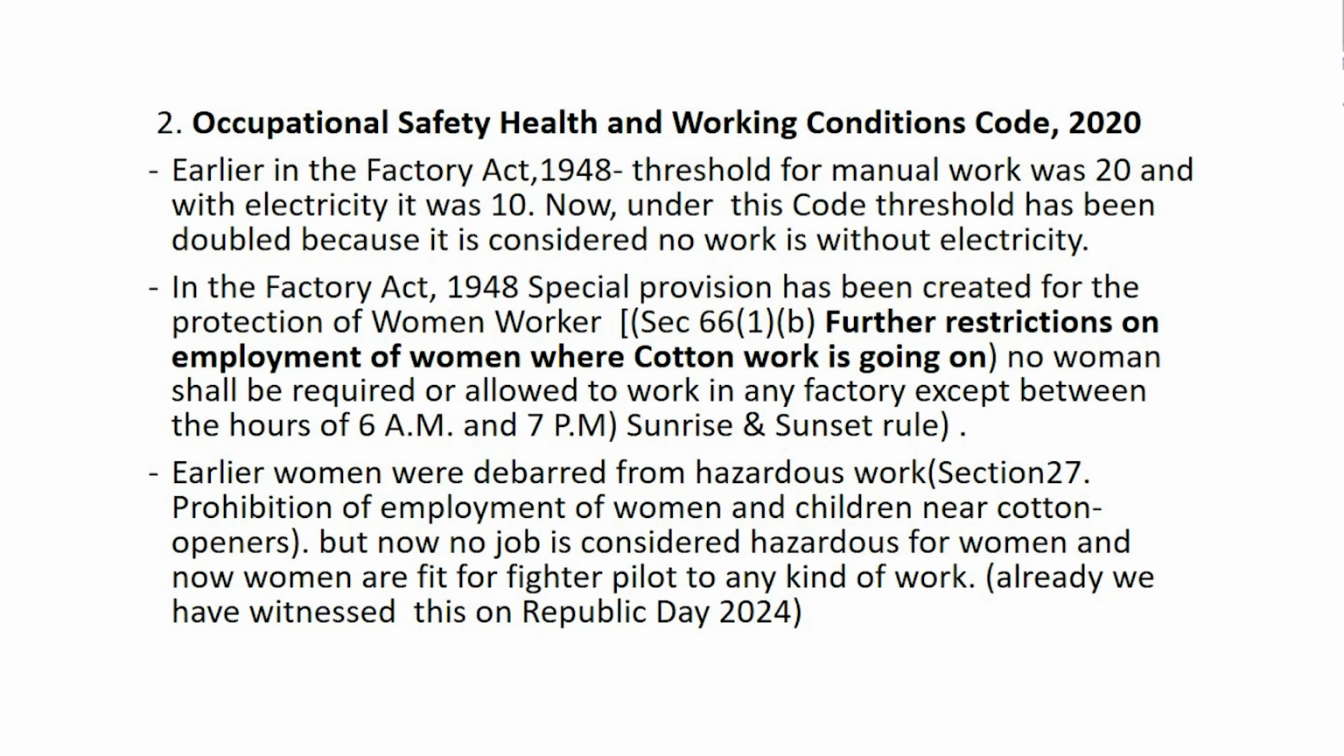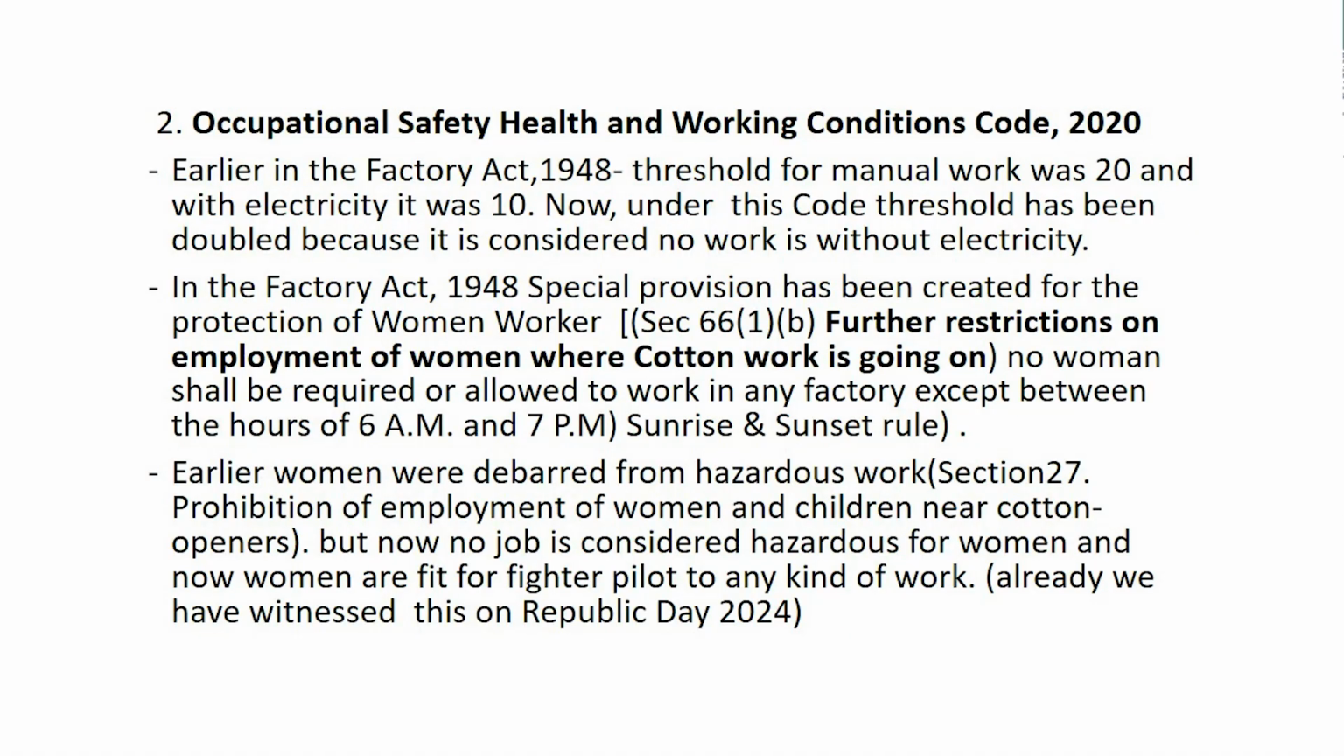Now the next is another outcome of the Occupational Safety, Health and Working Conditions Code 2020. Earlier, under the Factories Act 1948, the threshold for manual work was 20 and with electricity it was 10. Now this threshold has been doubled, because it is considered that no work is without electricity. Under the Factories Act it was already mentioned that manual work with 20 persons, or work with power with the number of 10, would come under the definition of the industry.